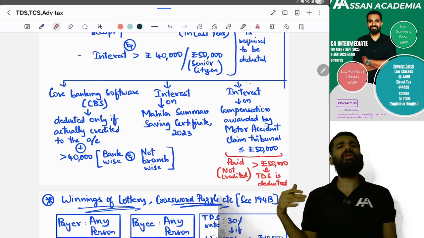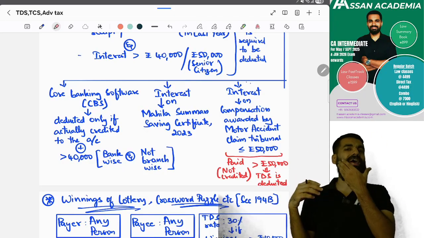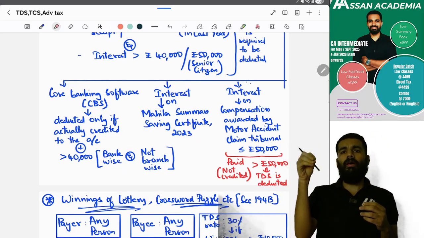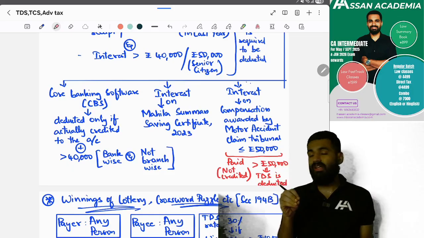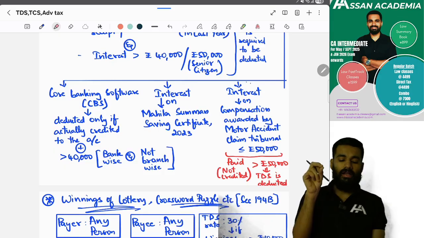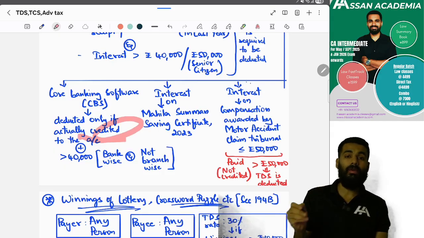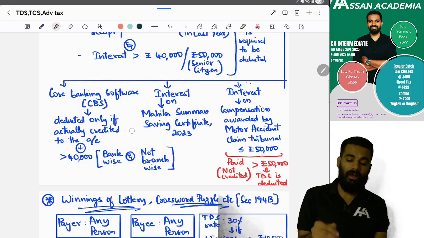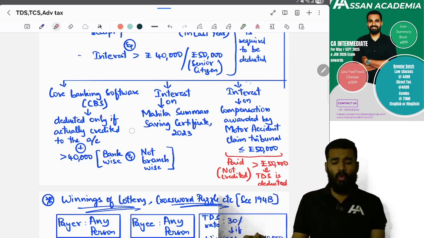It is a software that will simply calculate for tax purposes. It will not actually credit the amount. So that should not be taken. The amount should be actually credited to the account, and that is what core banking software is.